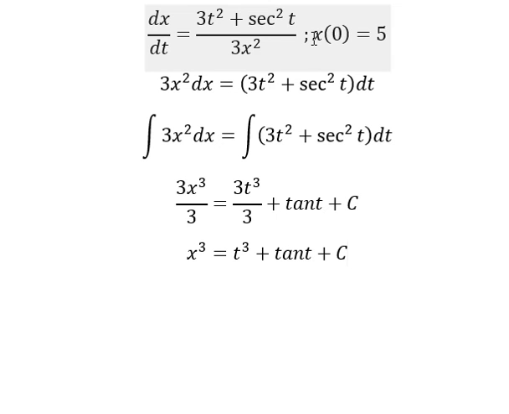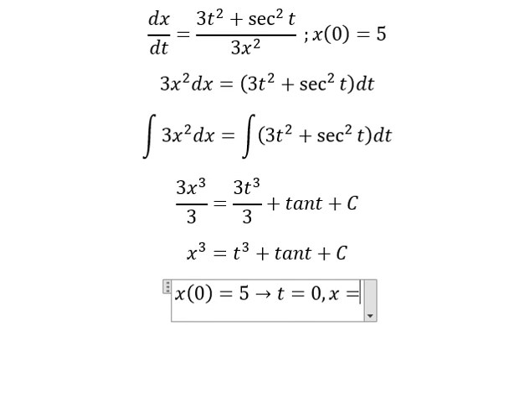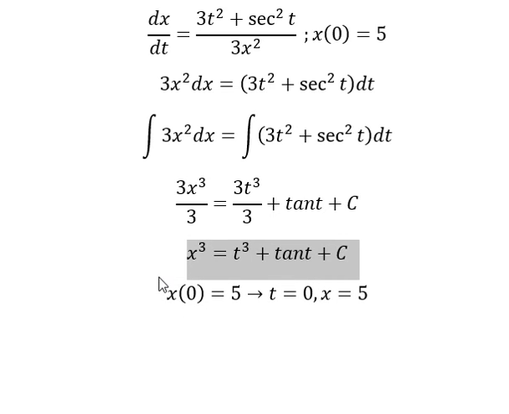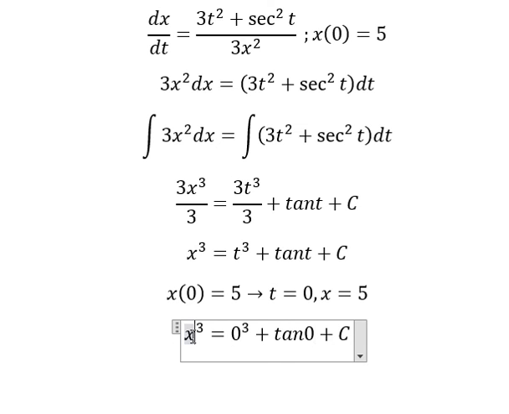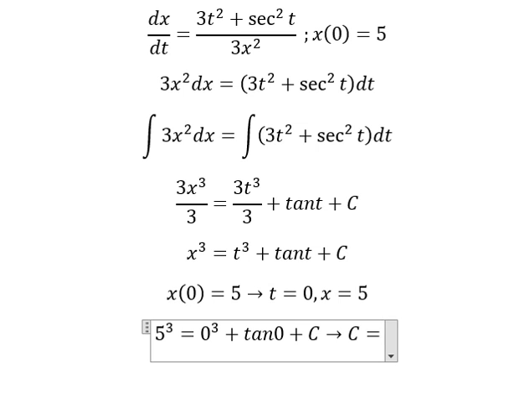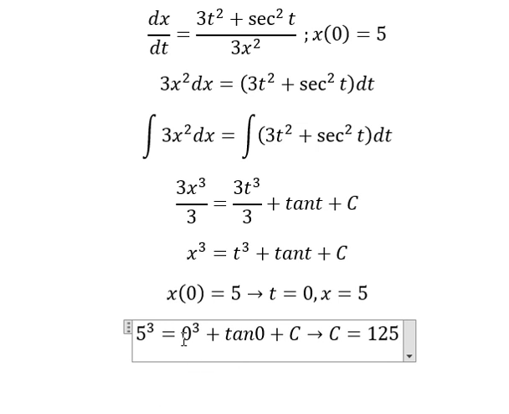Next, we have the conditions. That means when t equals 0, s equals 5. So we need to put 0 here, 0 here, and 5 here. And we can find the value of c, and c equals 125 because this one equals 0. That's why we just have this one. 5 to the power of 3, we have 125.